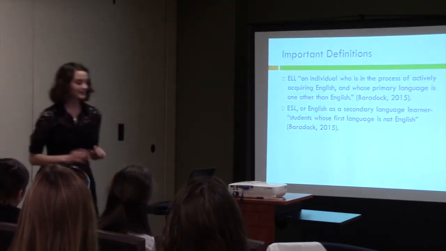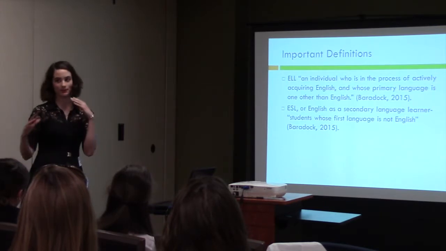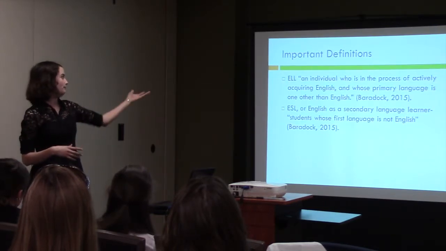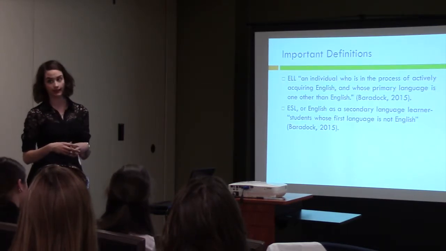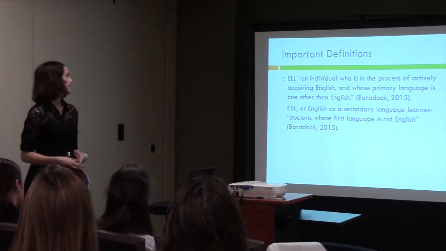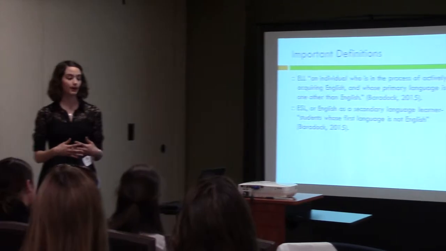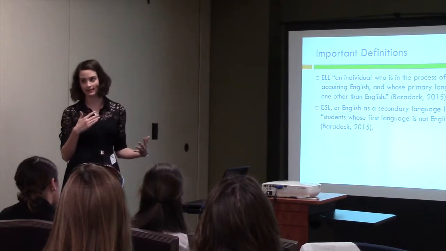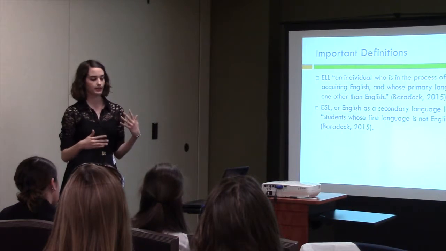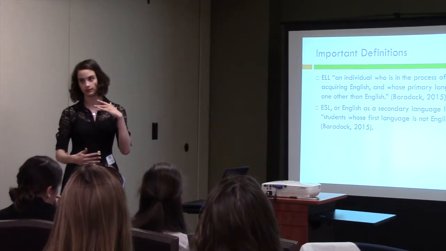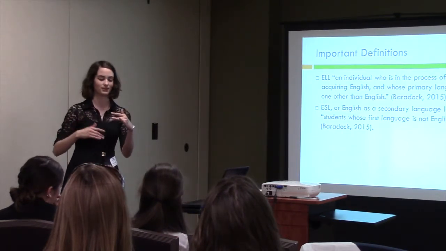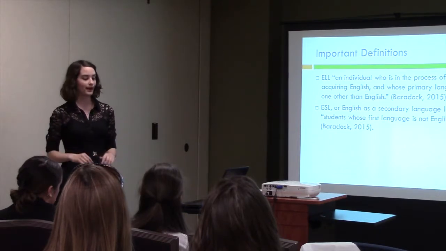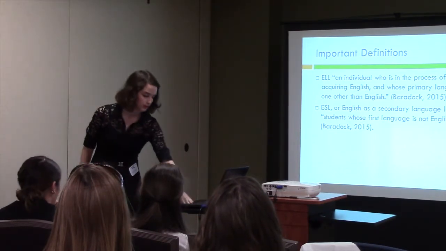So here's some definitions. I'm not sure if everyone knows these definitions, so I wanted to throw them up there. An English language learner, or an ELL, I use them interchangeably, is an individual who's in the process of actively acquiring English and whose primary language is other than English. And another term for that is ESO. It's just another way of saying ELL, really. It's an English secondary language learner. It kind of puts more of the emphasis on the language. That's a whole different argument, but it's just an ELL student.